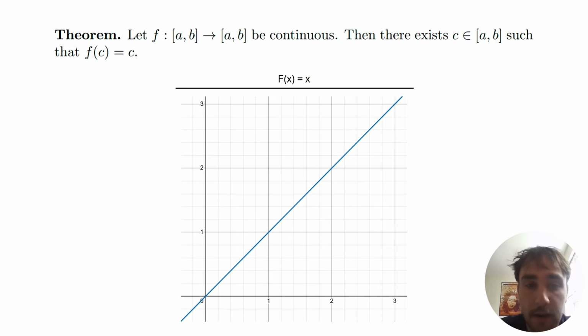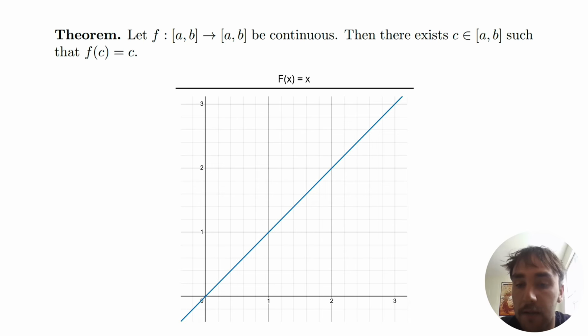So our theorem: let f be a continuous function from [a, b] onto [a, b]. Then there exists a c, an element of the interval [a, b], such that f(c) = c. This is how we rigorously state the fixed point theorem. And like all proofs, I want to start with the simplest idea in the proof, and that really is: what is a fixed point?